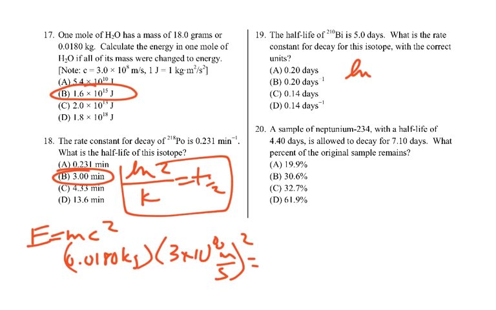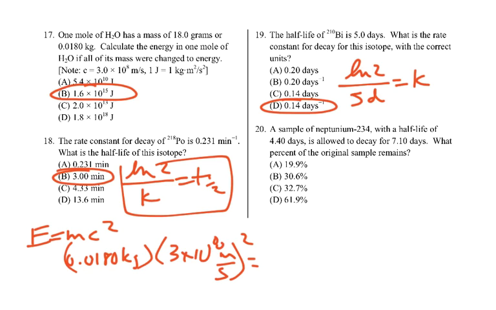I'm going to say the natural log of 2, 0.693, in this case, if I divide it by the half-life, then I get the rate constant. So it's going to be 0.693 divided by 5, and it's going to be days on the bottom, so days to the minus 1. That comes to be 0.14 days to the minus 1.